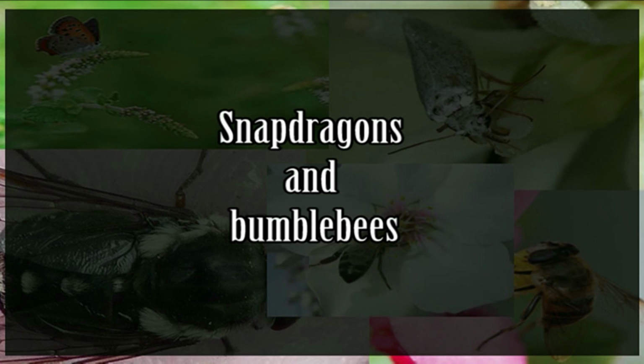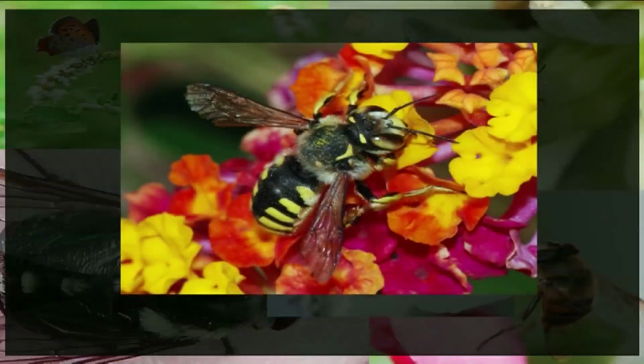Now let us examine snapdragons and bumblebees. The snapdragon has unique ways of inviting the right kind of pollinators to it by scent, color and physical form. During the day, when bumblebees are most active, snapdragons release 4 times more scent than at night. This scent attracts many pollinators including bumblebees.